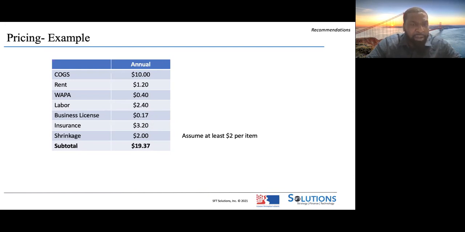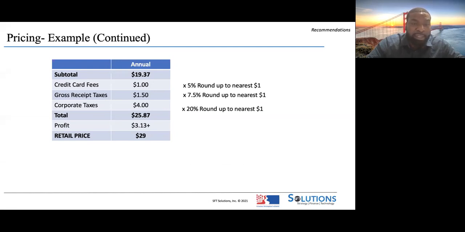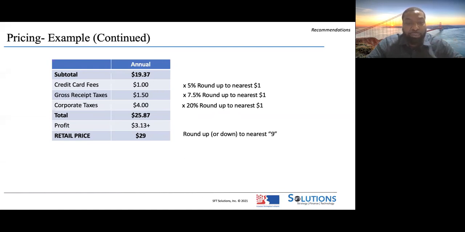And so once we add all of those up, we get to a kind of starting price of roughly $20. But there are a couple of different things we need to take into account. Credit card fees, right? Let's estimate that as well. Gross receipt taxes, corporate taxes. We have to put some money aside for taxes, right? So once you add those, you get to a price of around 26 bucks. And I would say everything above that is profit, right? So pick a price that makes sure you get a decent amount of profit for your good.